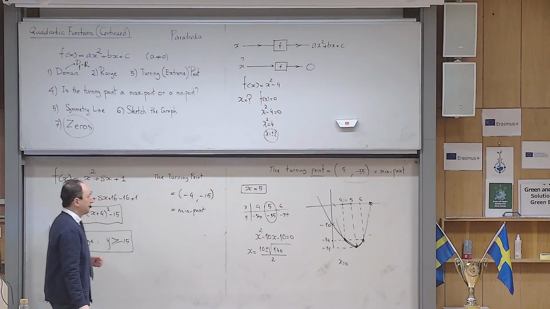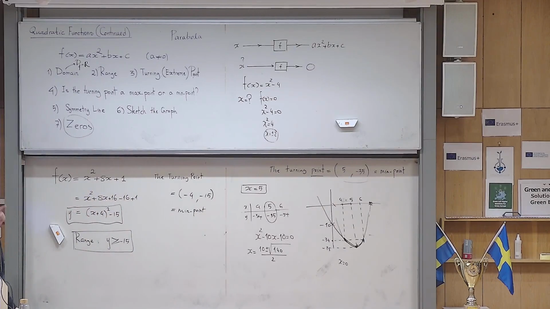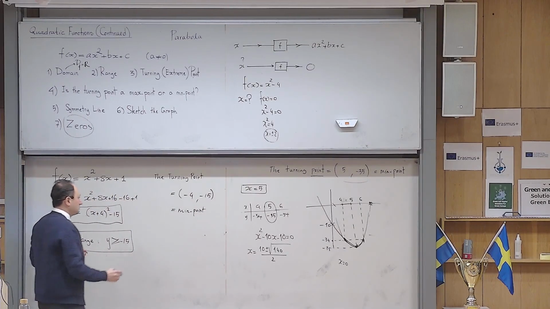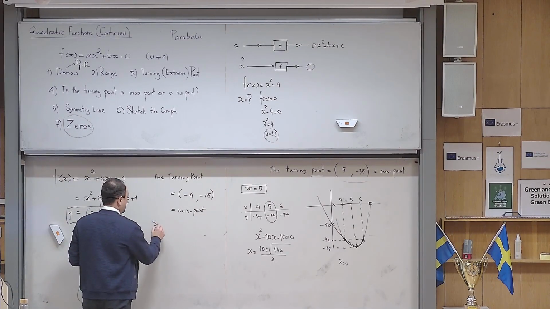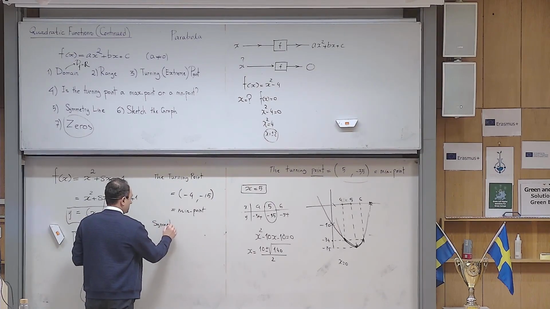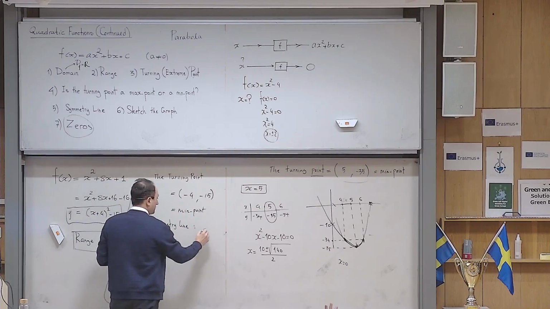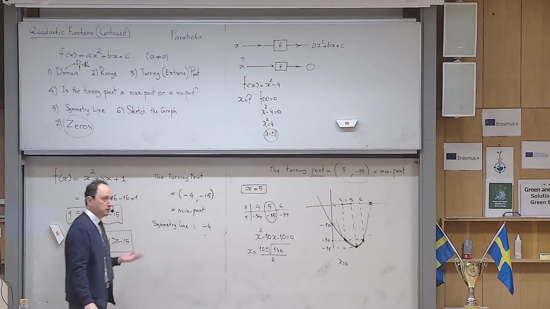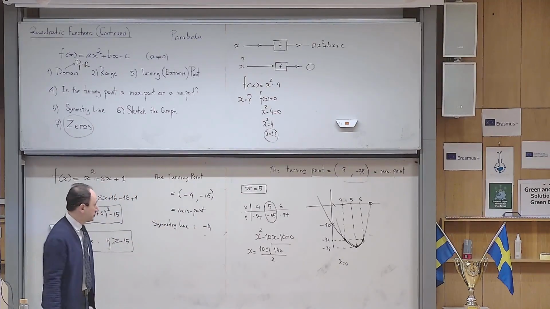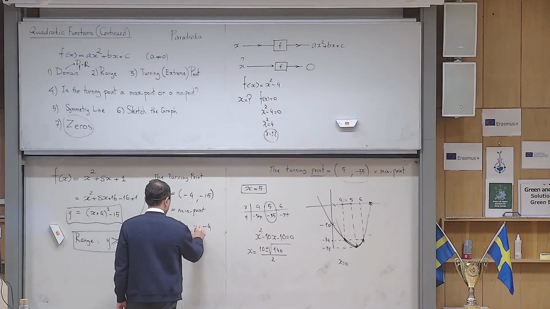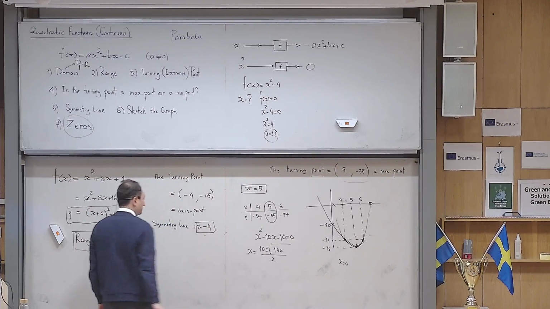Yes? And now the next question is, what is the symmetry line? You can immediately answer. So symmetry line, very simple. Is this now x equals? Some people write minus 4. Minus 4 is not a line, it's just a number. When I write a symmetry line, you have to write x equals minus 4. Be careful about that.